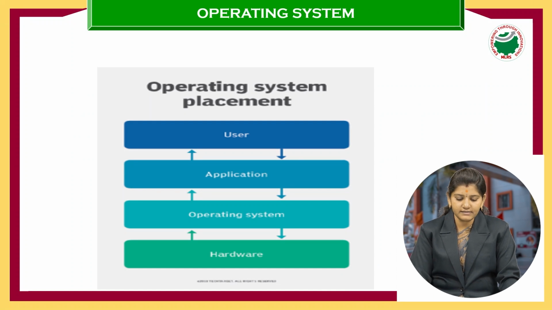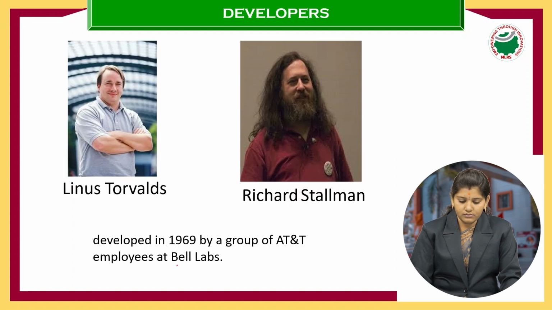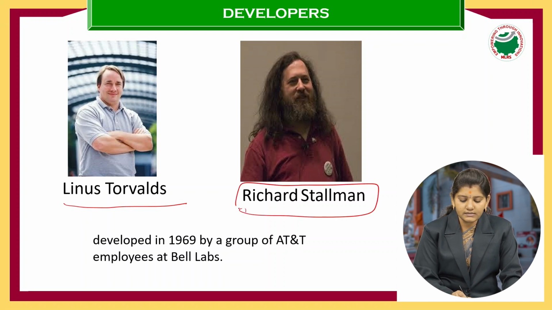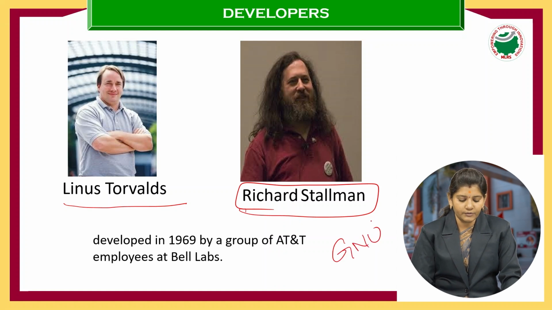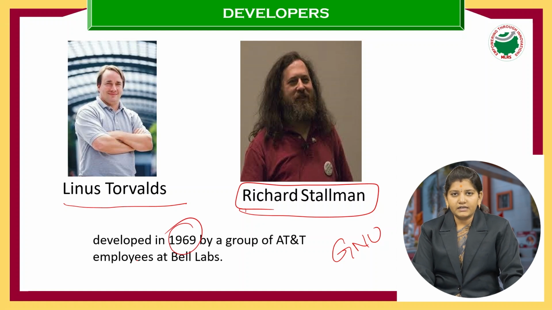Now coming to the operating system, the operating system acts as an interface between the user and the hardware. Linus Torvalds is the developer of Linux, and Richard Stallman is the developer of the GNU utilities that can be used in Linux itself. Unix was developed in the year 1969 at AT&T Bell Laboratories by a team.